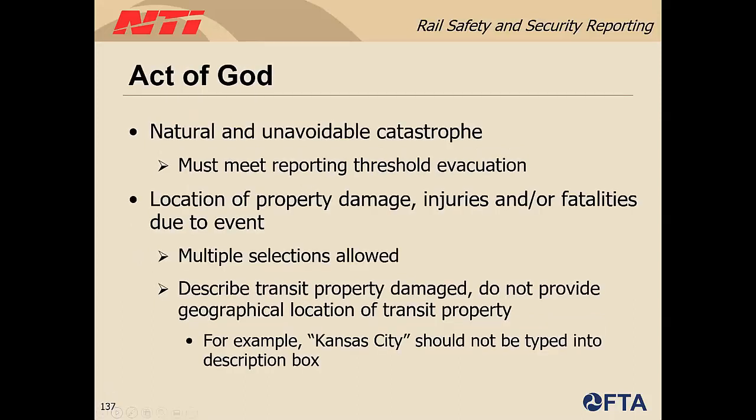Acts of God are natural and unavoidable catastrophes that affect the transit environment. Select all locations of property damage, injuries, fatalities, and evacuations. You will be able to choose more than one option. For example, the location should indicate the property or properties that were damaged and not the geographic location, such as the name of the city.